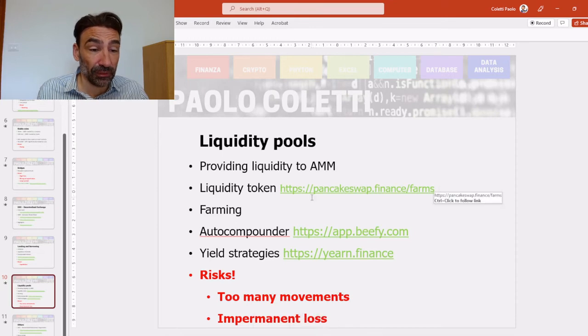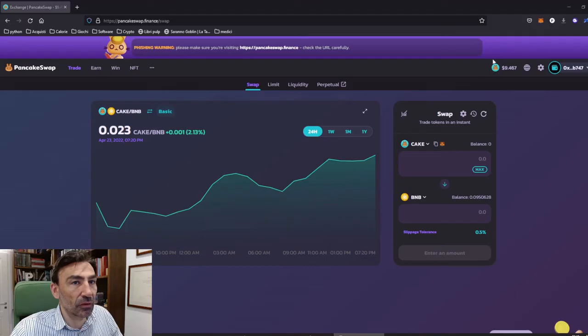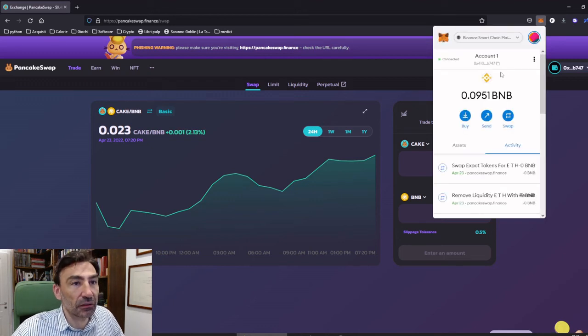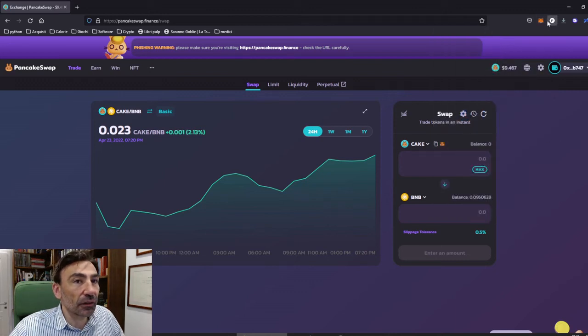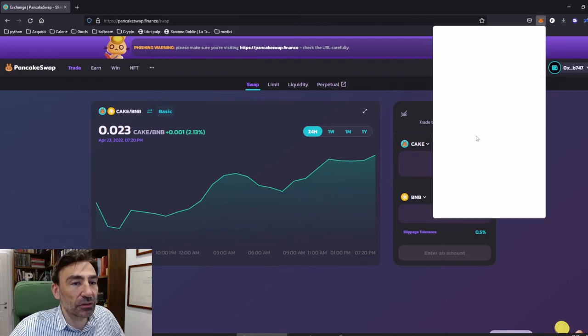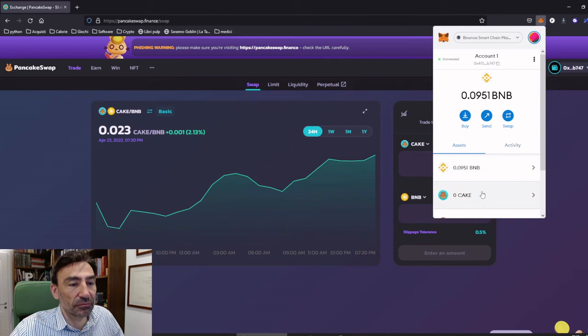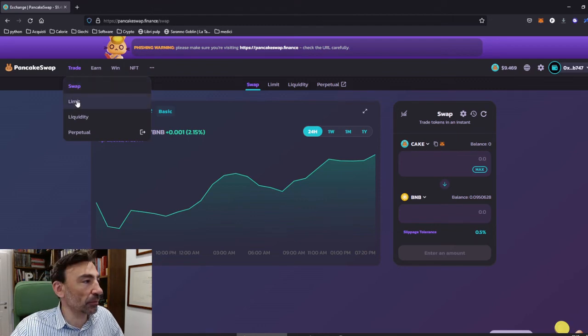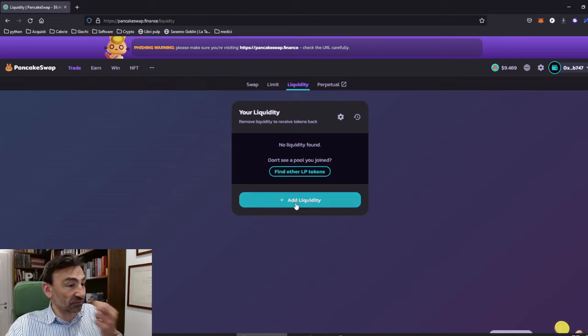Let's see, for example, PancakeSwap. Okay, this is PancakeSwap. I connect my MetaMask. Okay, I'm on Binance Smart Chain. I currently have 0.09 BNB tokens. Let's see whether I have some other tokens. Don't think so. Okay, so you go here to trade, swap, this is to do the regular swap, trade, liquidity. Here you provide liquidity, okay?